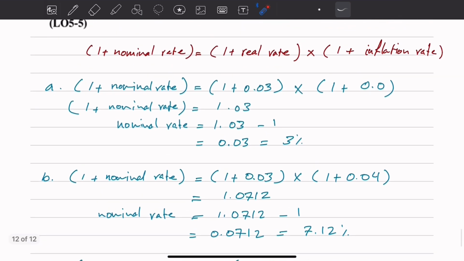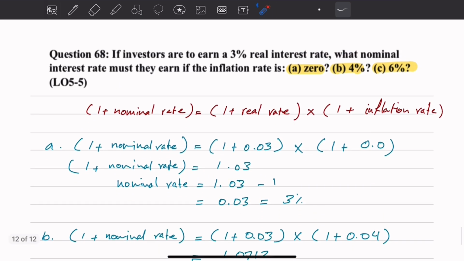All right. I hope that you found this video useful. This is how you solve problem number 68, the last problem we have selected for this chapter.